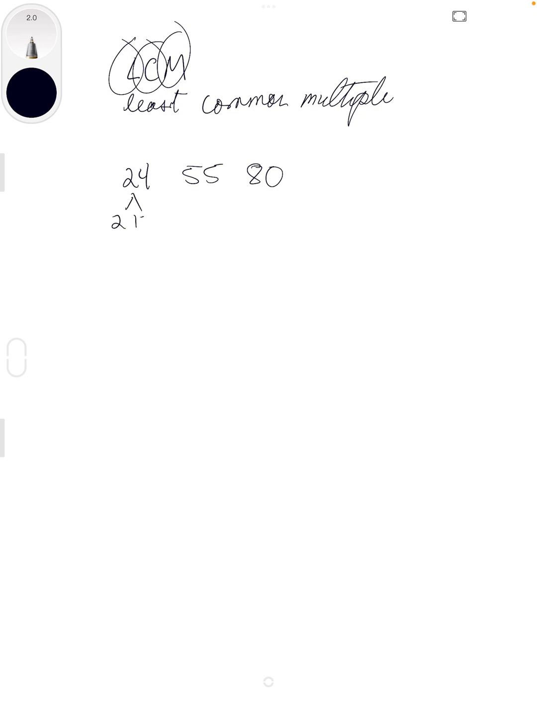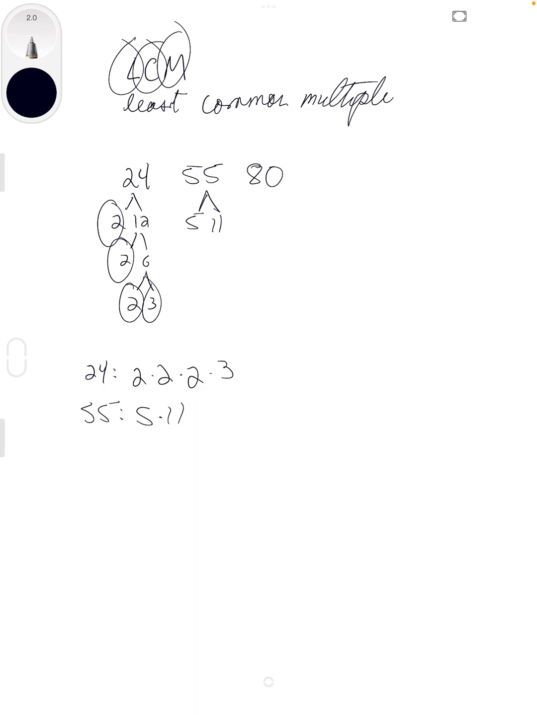24 is 2 times 12. 12 is 2 times 6. 6 is 2 times 3. So 24 is going to be 2 times 2 times 2 times 3. Y'all with me on that? 2 times 2 times 2 times 3. 55 is 5 times 11. Okay, 55, and both of those are prime numbers, 5 times 11.